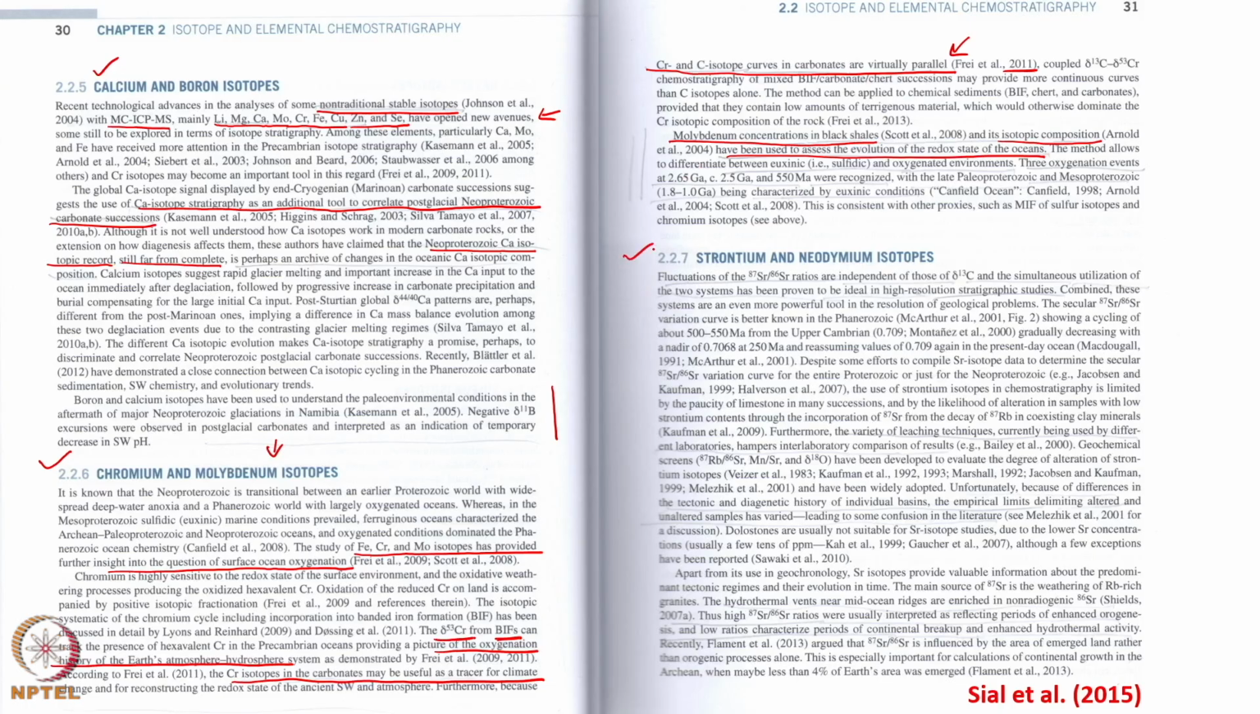Strontium and neodymium isotopes. Fluctuation of 87Sr/86Sr ratios are independent of those of δ13C. We do not see a pattern of fluctuation between 87Sr/86Sr and δ13C. They are independent, but they can simultaneously be utilized to understand, to decode the high resolution stratigraphy.